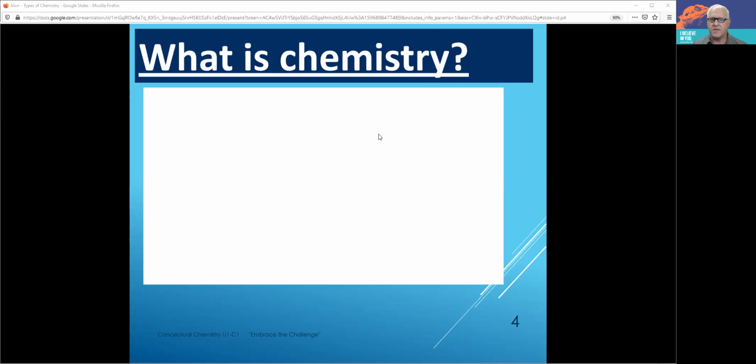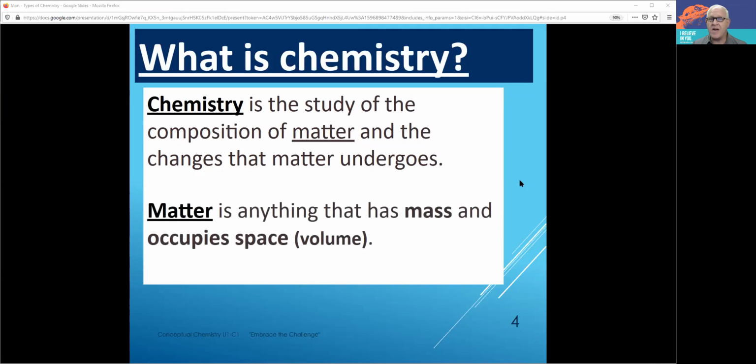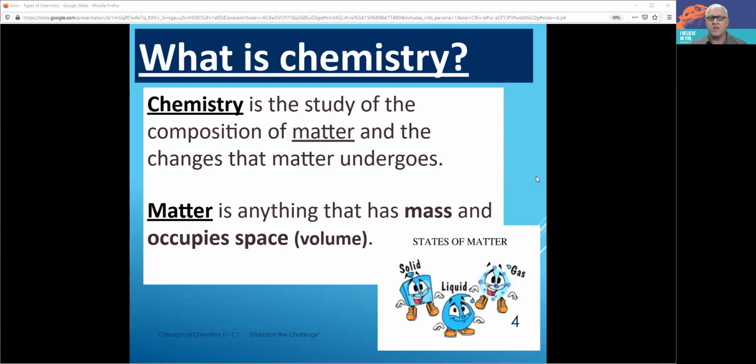So what is chemistry? Well, chemistry is the study of the composition of matter and the changes that matter undergoes. And matter is anything that has mass and occupies space or takes up volume. So you have mass and you occupy space, so you matter. But matter also can be in various states, and we're going to explore that in our next unit. Matter can be solid, liquid, or a gas.